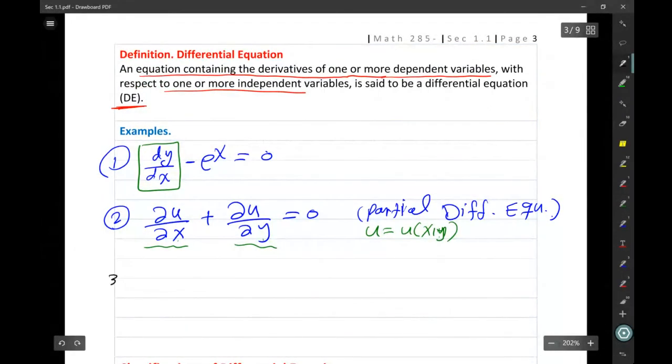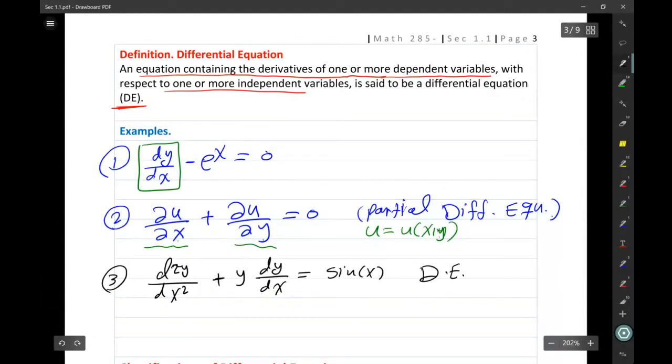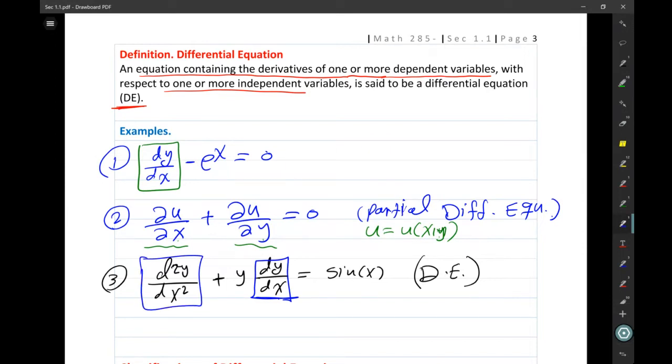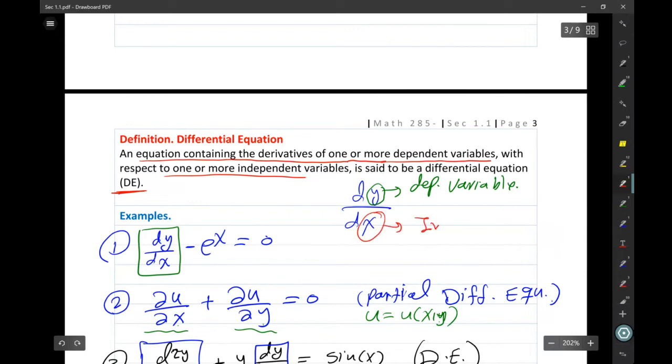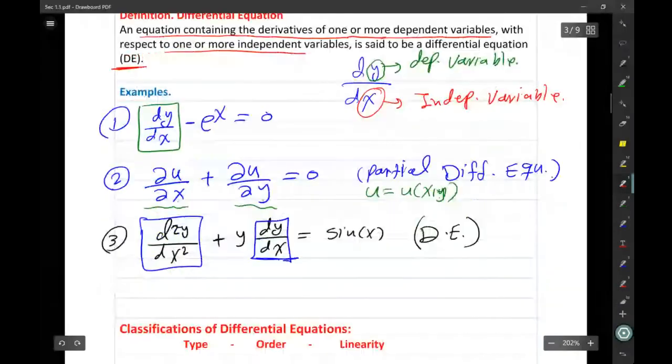Also, we could say that d square y divided by dx square plus y dy by dx is equal to sine x. Also, this is a differential equation. It has a first derivative and a second derivative for the same dependent variable, y. And when we say dy by dx, y is the dependent variable, while x is the independent variable.